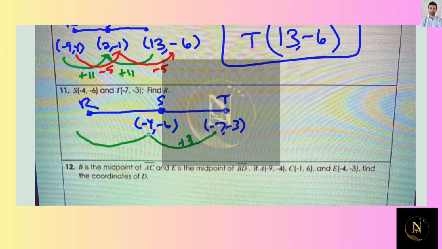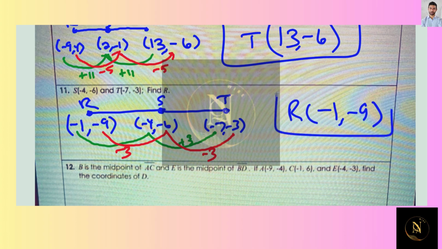Do it again. -4 plus 3 is -1. The Y coordinates, -3 down to -6, is subtracting 3. Do it again. Subtract 3 from -6 and you're at -9. So R should be at (-1, -9).